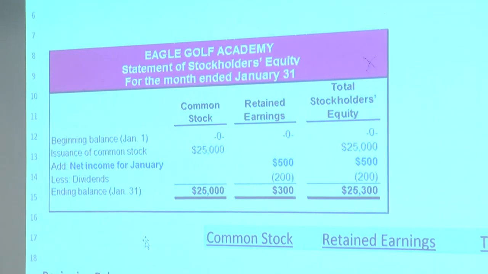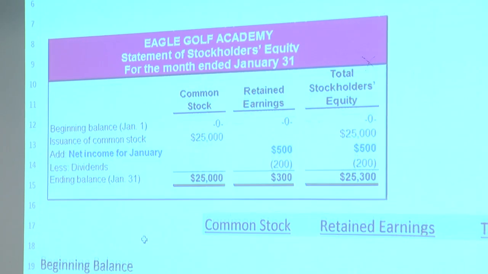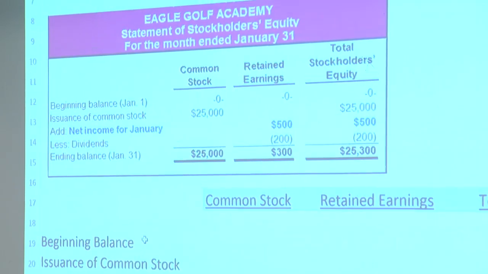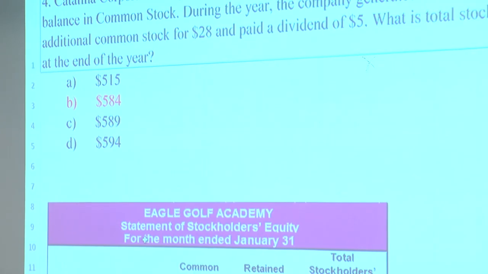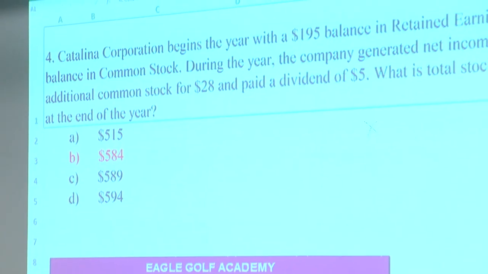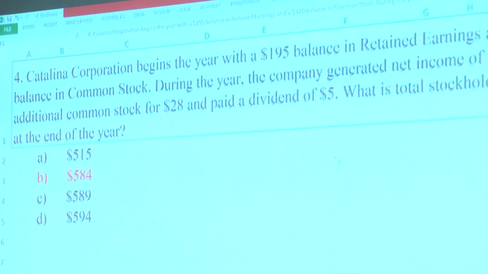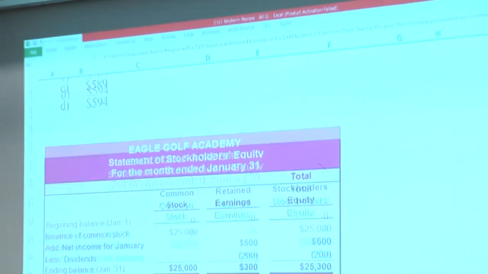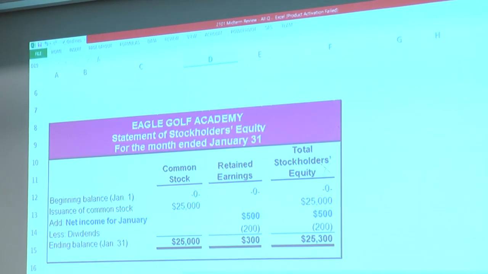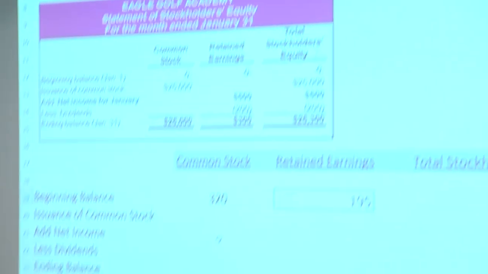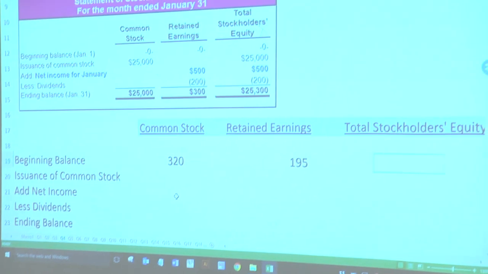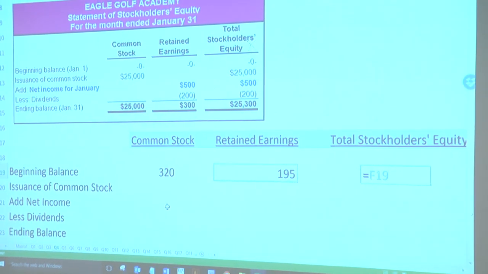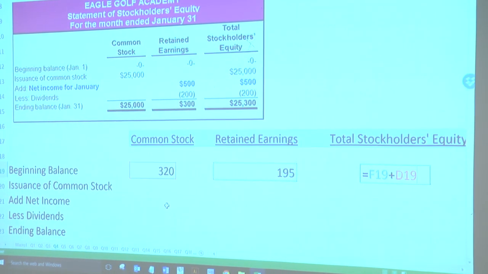And I provided it in Excel here. We have 195 for retained earnings in the beginning and 320 for common stock. So I will just put it in. And the total would be these two summed up together for the beginning.